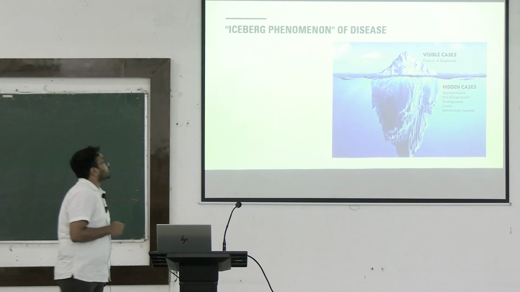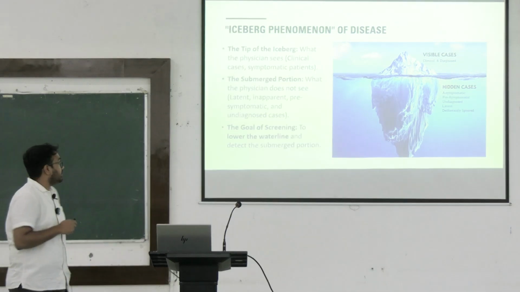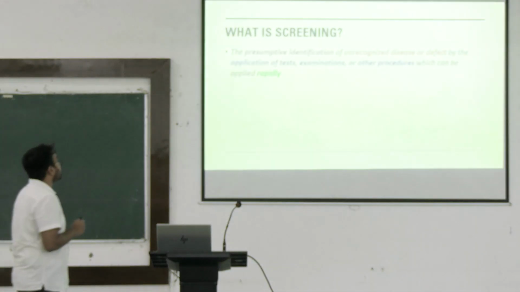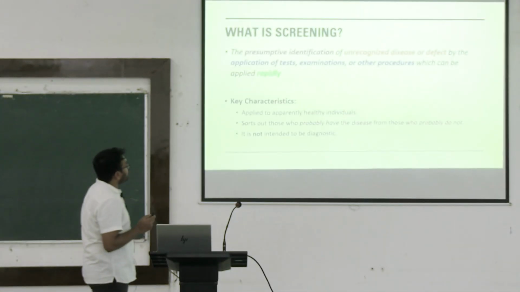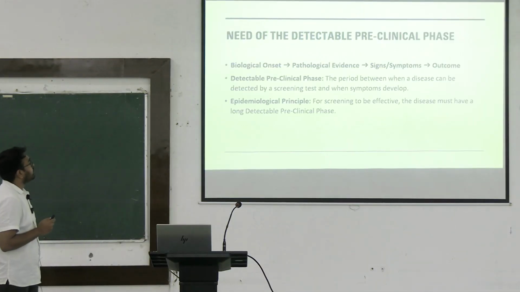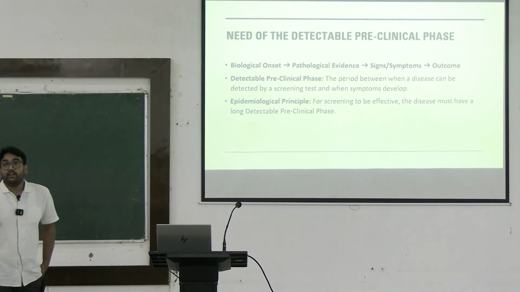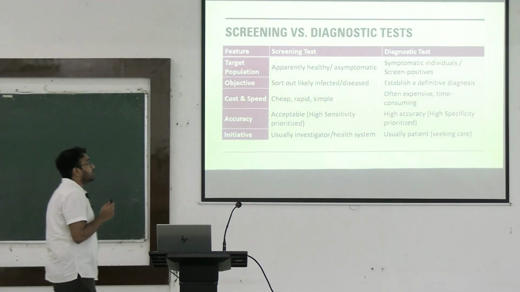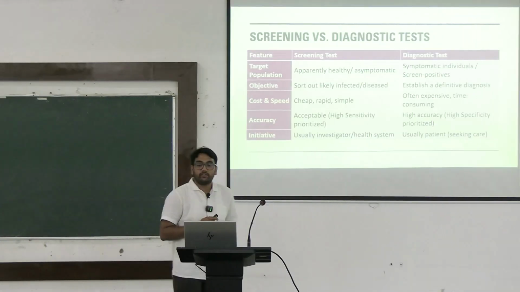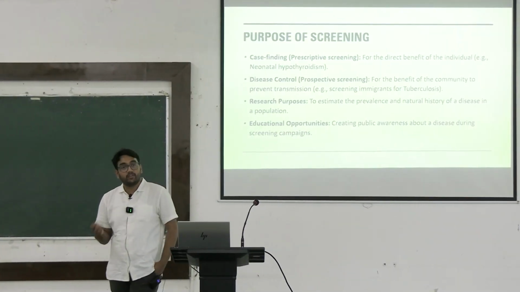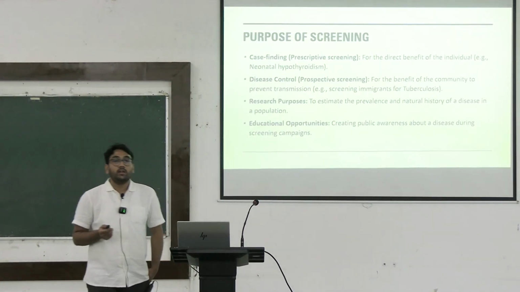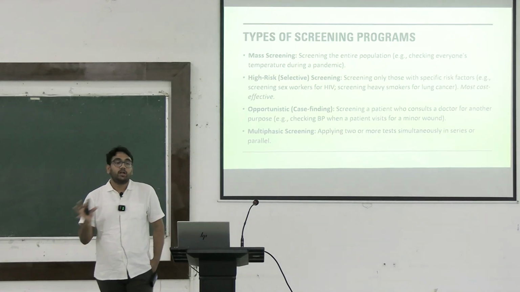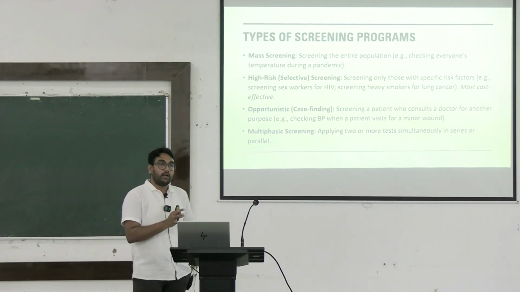Okay. So today we'll just look quickly at the slides that we have covered. We discussed the iceberg phenomenon of disease, what are visible cases, what are hidden cases. We discussed what is screening, what are the key characteristics, the need for a detectable preclinical phase in screening tests, the difference between screening test and diagnostic test, what is the purpose of screening, why we do screening, and what are the different types of screening, a high risk approach, a population based approach, right?